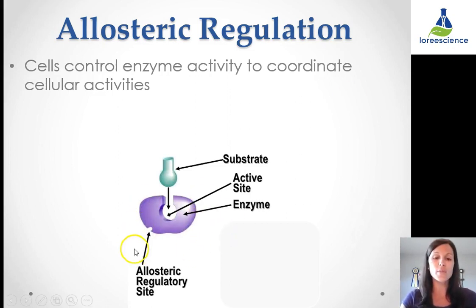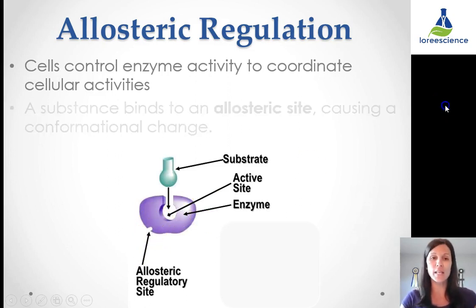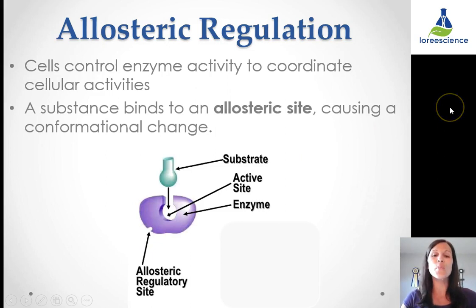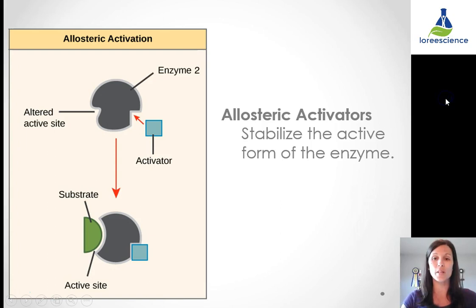When we look at an enzyme, there's what is called the allosteric regulatory site. It is different than the active site. It's another location on the enzyme. When a substance binds to an allosteric site, it can cause a conformational change in the enzyme, either activating it or deactivating it, so it can or cannot bind to the substrate.